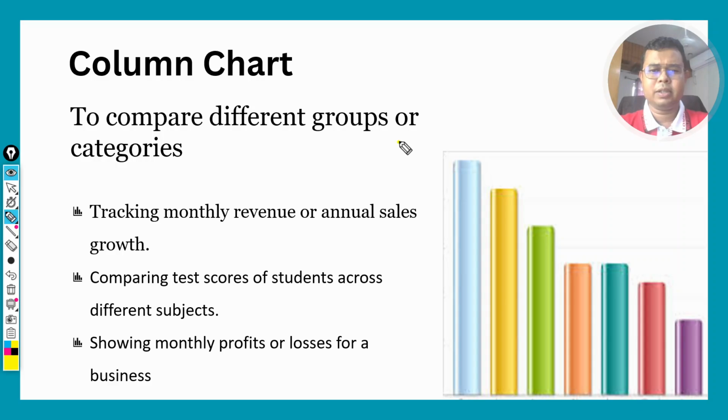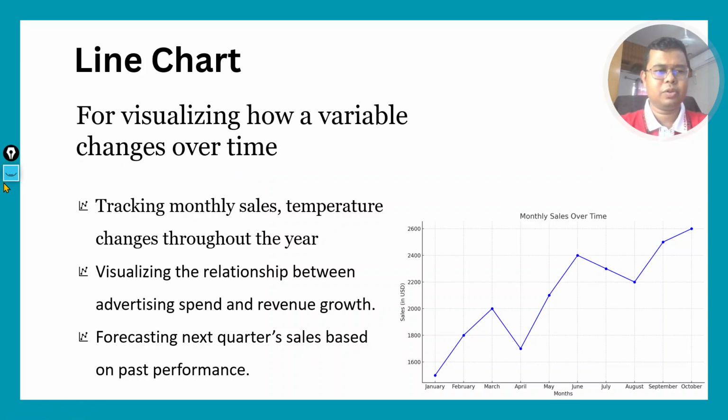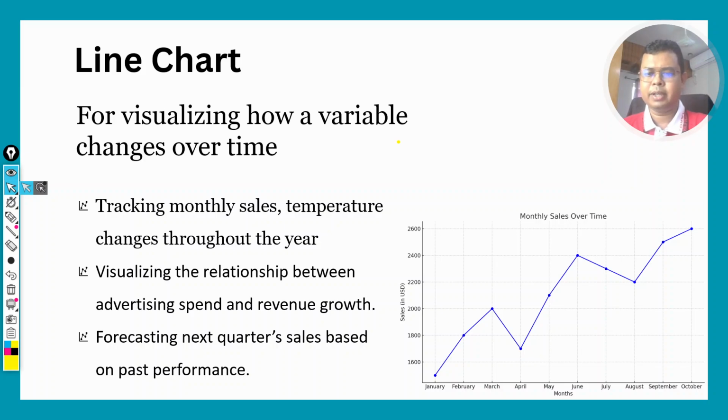Okay, so then the line chart. So what is a line chart? A line chart is basically for visualizing how a variable changes over time. For example, it could be temperature by year, or rainfall by year, right? Here we present the monthly sale over time, tracking the monthly sale, temperature, rainfall, changes throughout the year, right?